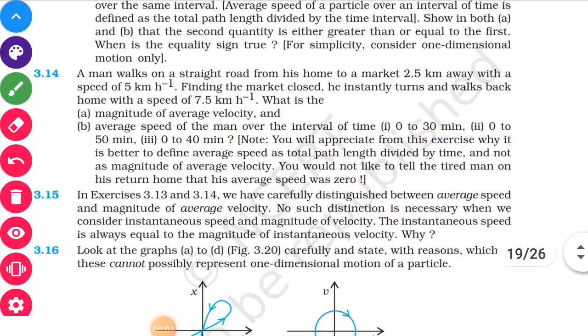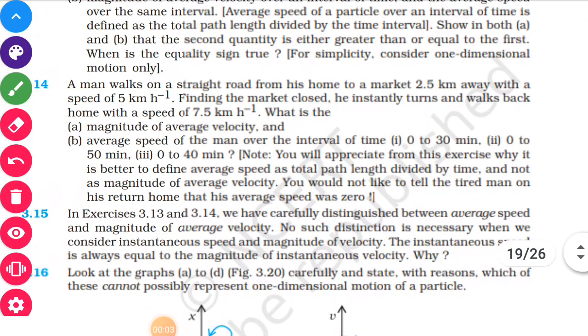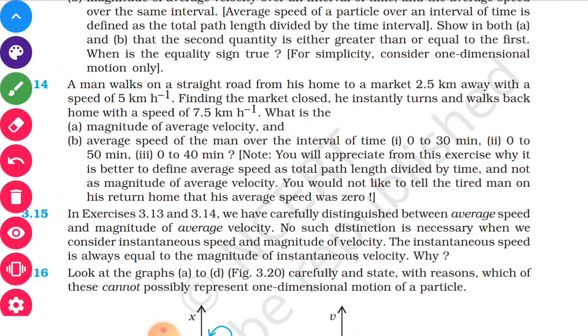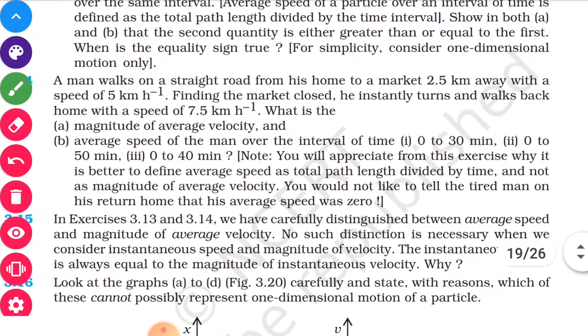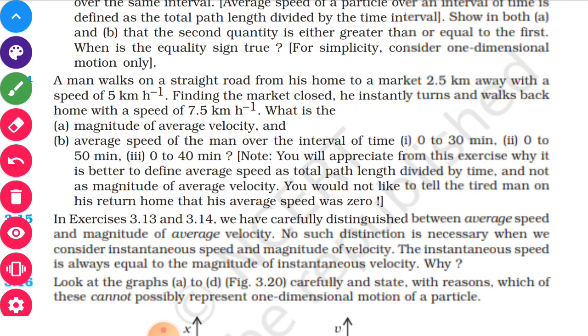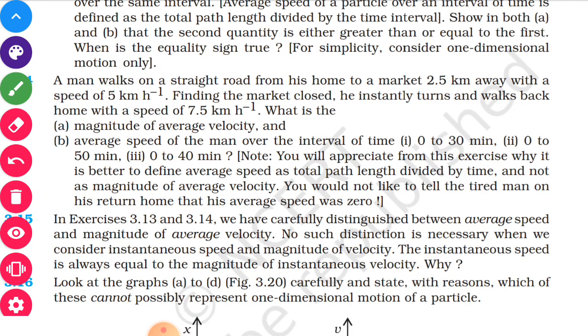Now example number 3.14. A man walks on a straight road from his home to market 2.5 km away with the speed of 5 km per hour. Finding the market closed, he instantly turns and walks back home with the speed of 7.5 km per hour. What is the magnitude of average velocity and average speed of the man over the interval of time from 0 to 30 minutes? The intervals given are 0 to 30 minutes, 0 to 50 minutes, 0 to 40 minutes.